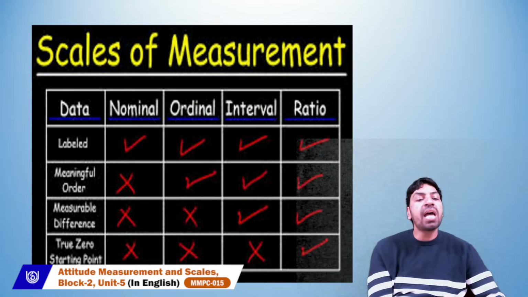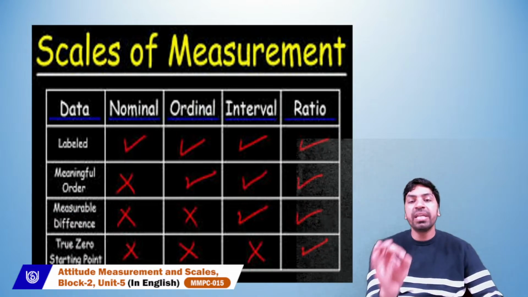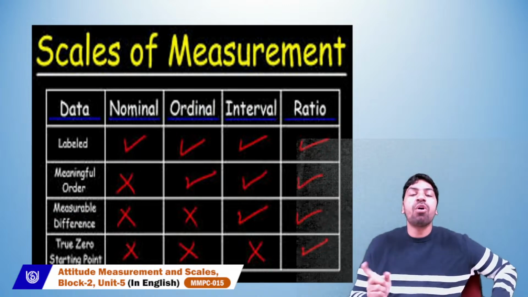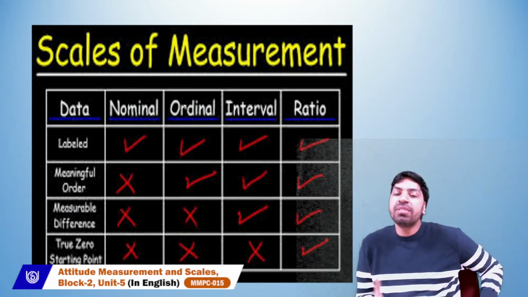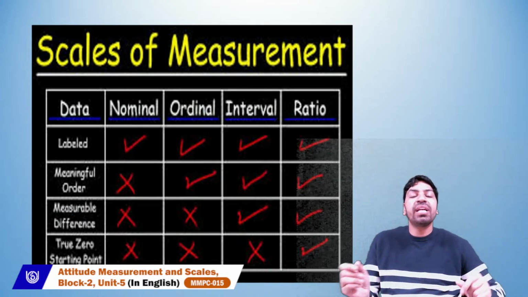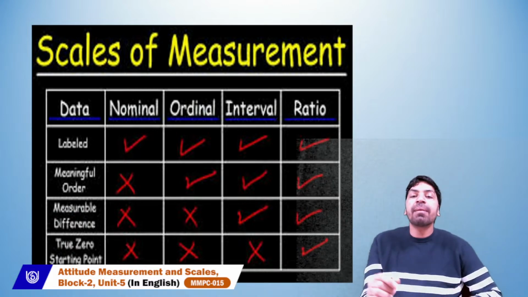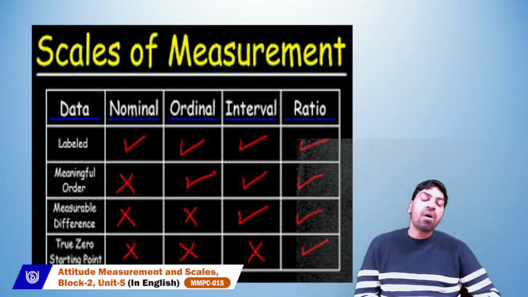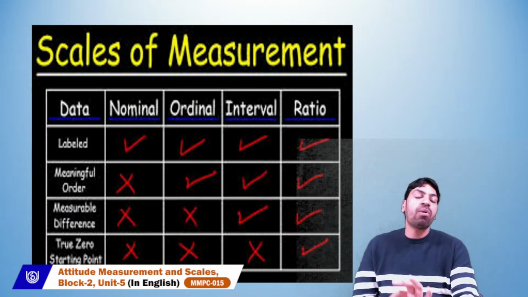True zero starting point. There is no true zero in nominal, ordinal, or interval, only in the ratio, because every measurement of a variable begins from 0 to 10, 10 to 20, or if we talk about time, it always begins from 0. So the ratio always comes under the true zero starting point.